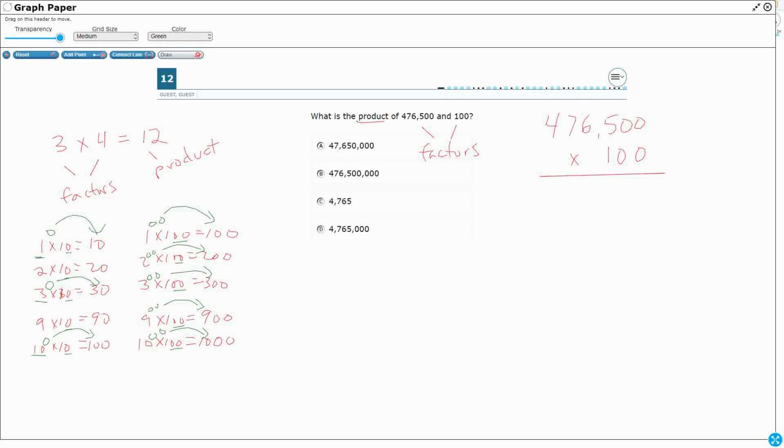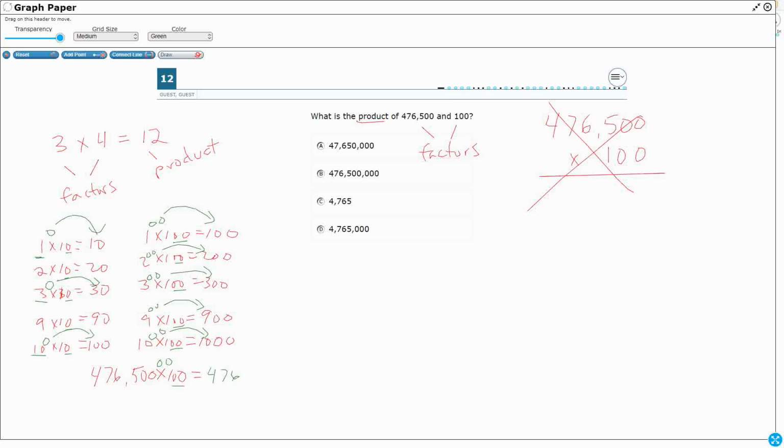So let's use that pattern. Let's extend what we have here by multiplying by 100s. I want to do 476,500 times 100. Rather than doing it this way, let's do it that way. Well, what have we been doing? We have been taking our non-100 factor, that's 476,500, and just adding two zeros. Now, we are going to have to change where our commas go.